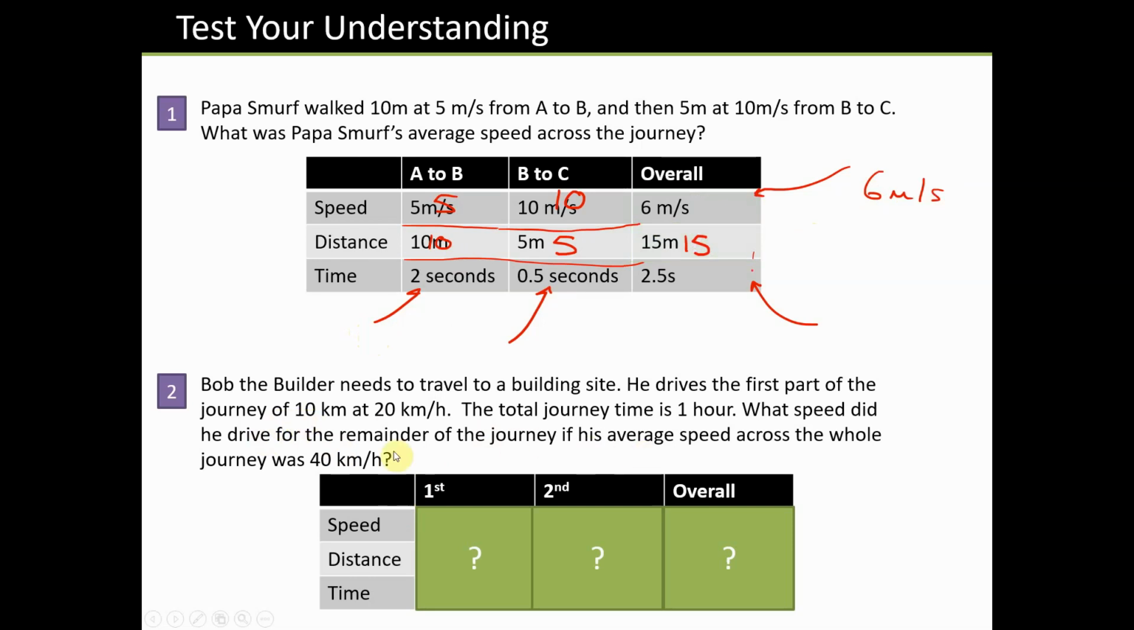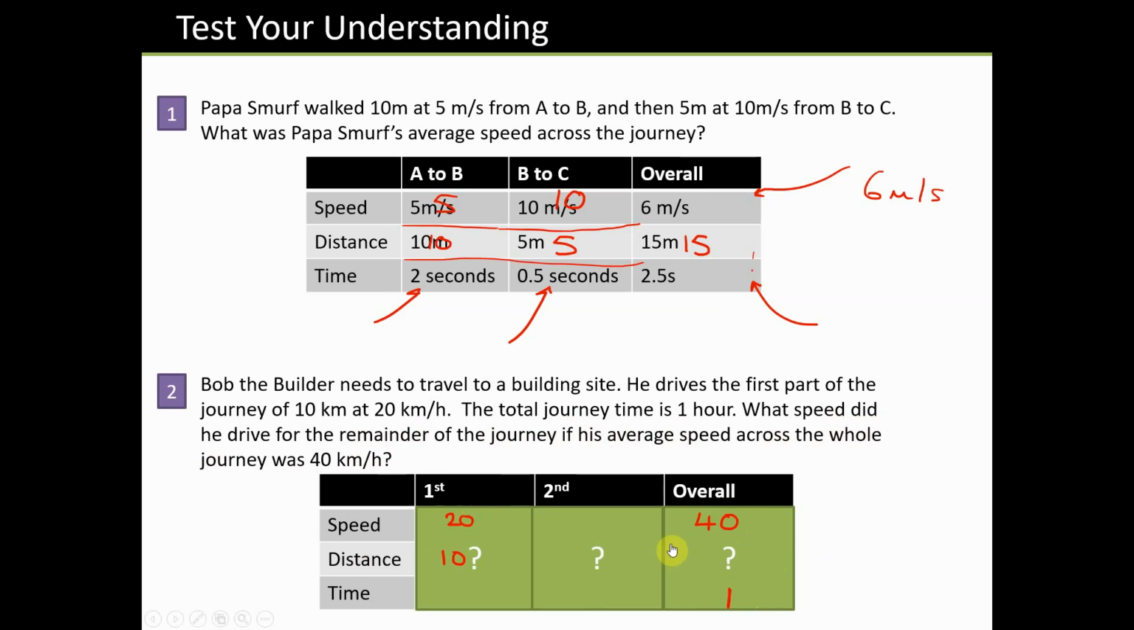So let me do the information filling in for this. Bob the Builder needs to travel to the building site. He drives the first part of the journey of 10 kilometers at a speed of 20. The total journey, so that's the total time, is 1 hour. I'm just going to put 1 there. What speed did he drive for the remainder if his average speed of the journey was 40? So that means his overall speed of the journey was 40. So that would be all the information from the question.